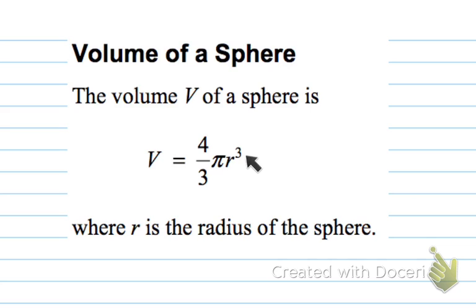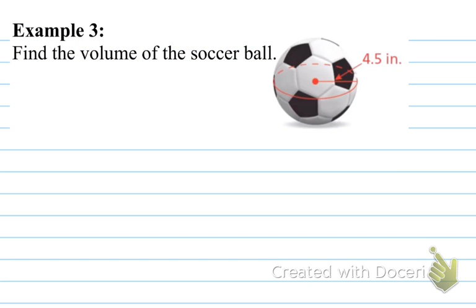Again, it's volume, so it makes sense that it would be cubed. And then really just remembering it's 4/3 pi r cubed is the volume of a sphere. That would be something useful to remember for the test. Okay, so we want to find the volume of the soccer ball. They give us here 4.5 inches, that's the radius of that great circle. So this guy right here is my r.